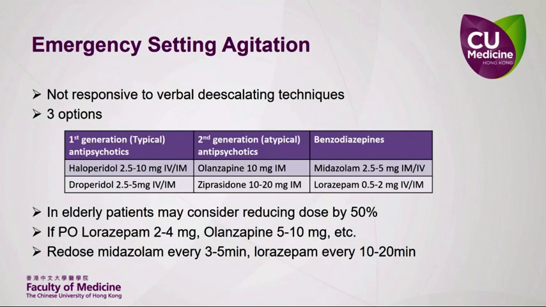If the agitated patient is not satisfactorily responsive to the non-pharmacological measures, then there are basically three possible treatment options: first or second generation antipsychotics, benzodiazepines, or a combination of those two. Lower doses are often used in the elderly, and you can redose midazolam every 3 to 5 minutes or lorazepam every 10 to 20 minutes as needed. Alcohol withdrawal and overdoses of particular drugs may require larger cumulative doses. Also, if the patient develops seizures, then the benzodiazepine would be preferred.